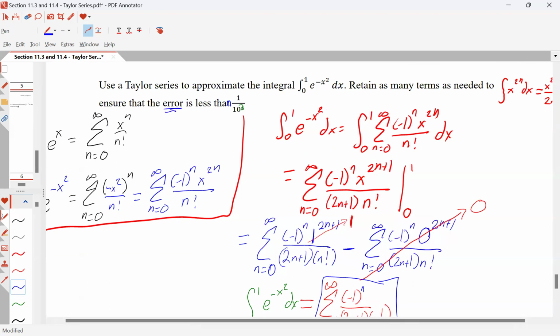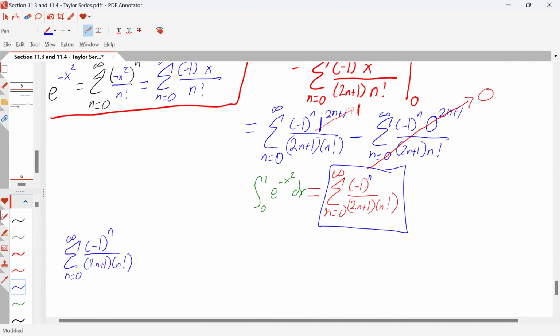We have an error term. We are down to just a normal series. There is no x in here, so this isn't a power series anymore. This is just a normal series. And back in chapter 10, we had two theorems about the error term.